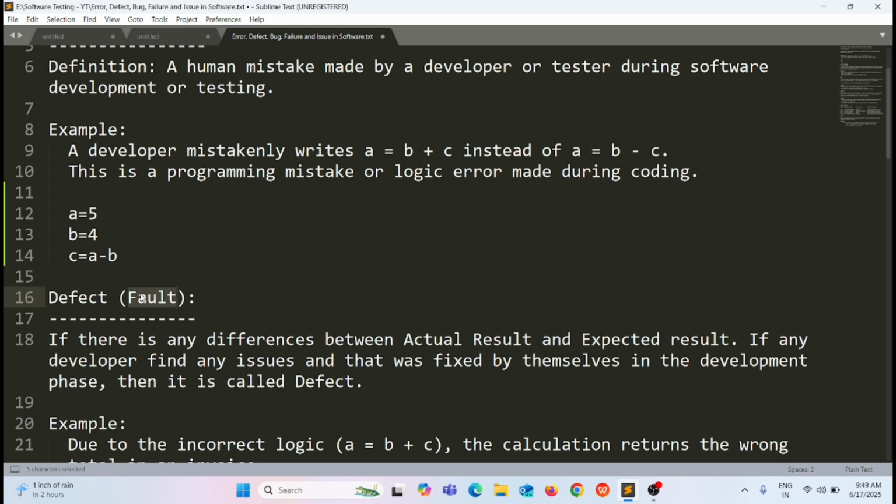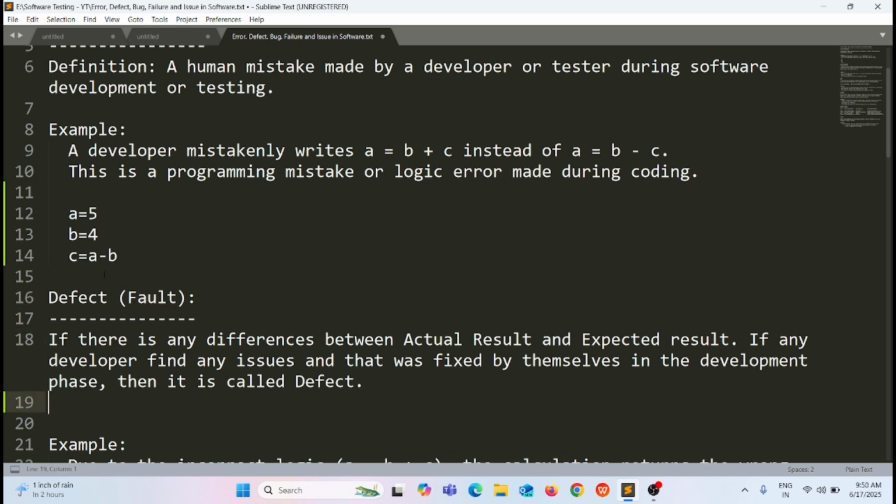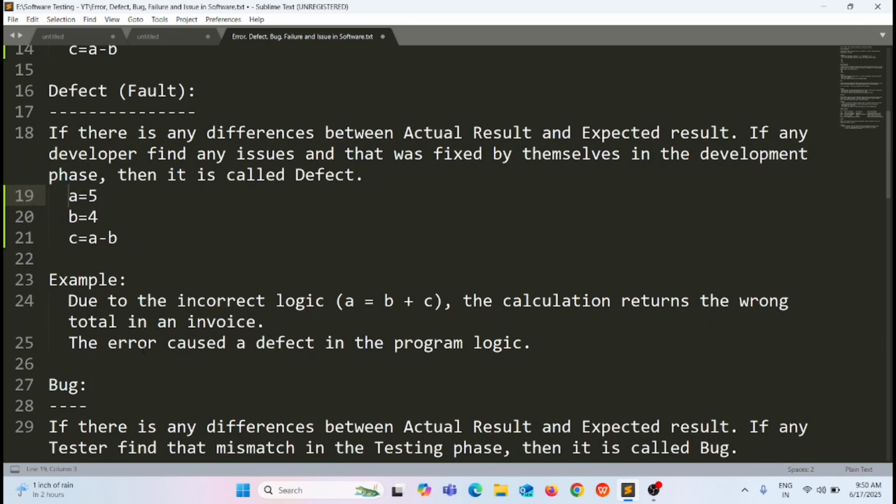Now defect says that if there is any difference between expected results and actual results, meaning expected results is not equal to actual results, there is no matching between them. Let's say, taking the same example, a equals 5, b equals 4 and c equals a plus b. We know that whenever we add these two numbers, 5 plus 4, that should be 9.